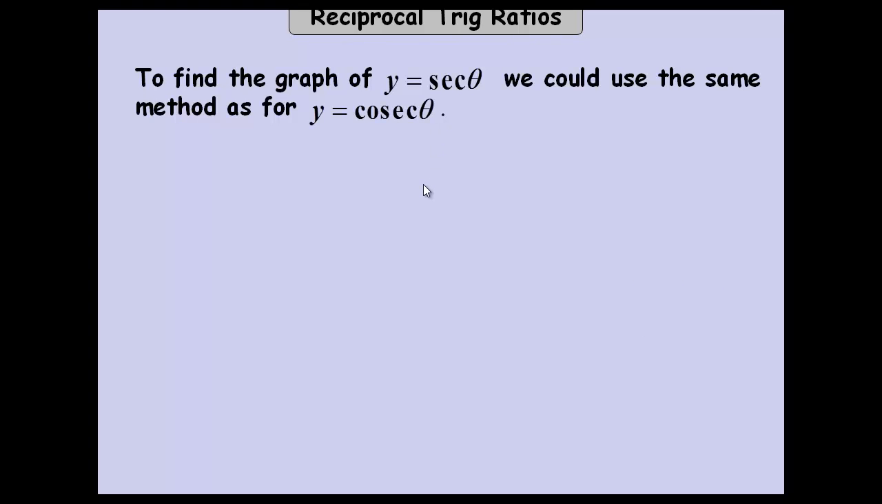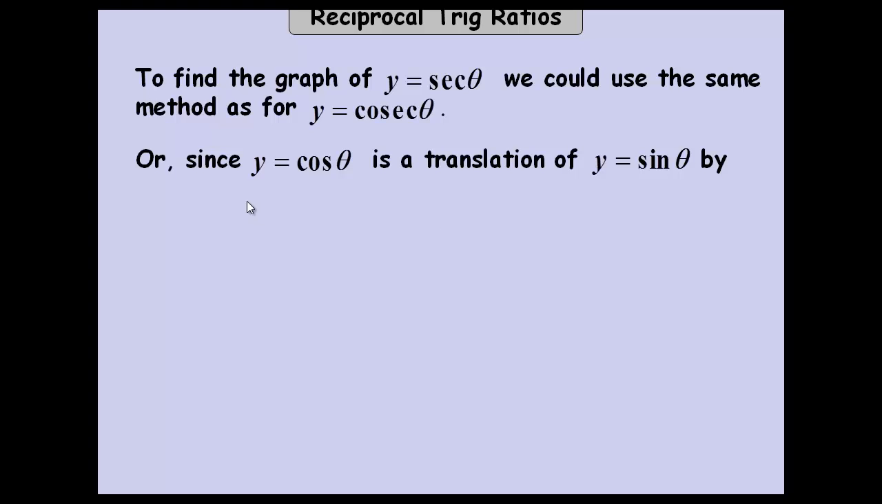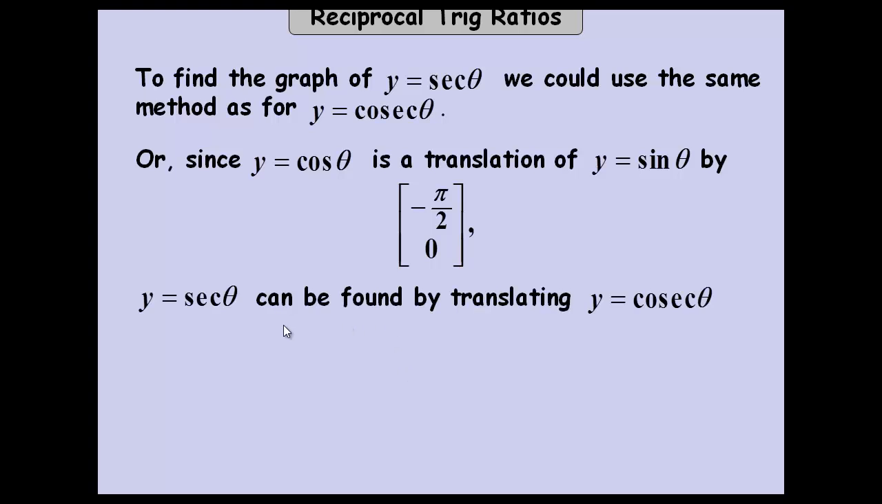Well, to find the graph of sec theta, we could use the same method. We also know that since y equals cos theta is a translation of y equals sine theta by minus pi over 2 or minus 90, we can actually use that to just translate the graph of cosec along to make the graph of sec. So we can find the graph of y equals sec theta by simply translating the graph we've already found.